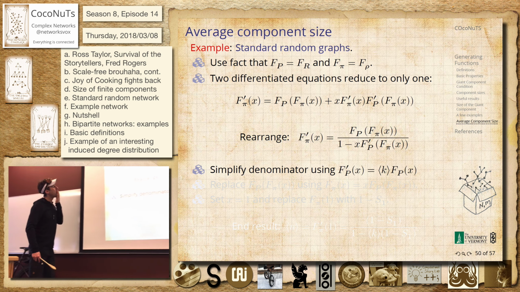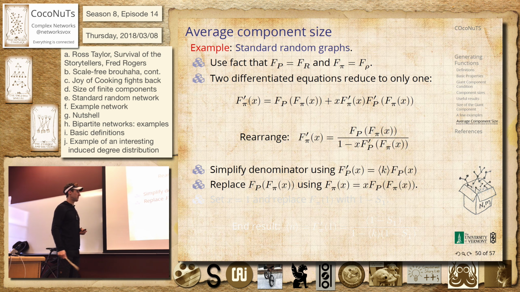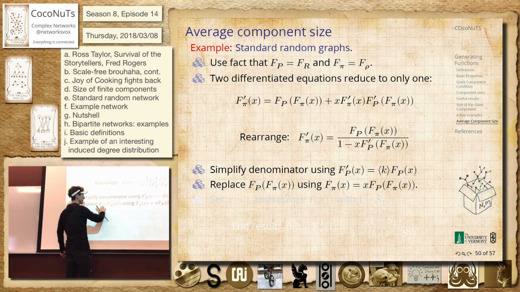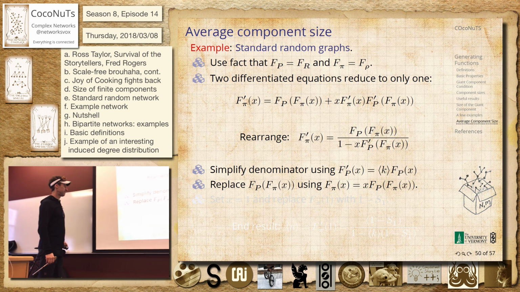This is for standard random graphs. You don't have to worry too much about the details, but this is just for things with Poisson degree distributions. This is painful. So we can replace the top part as well, because we already have this equation. We're going to set x equal to 1.